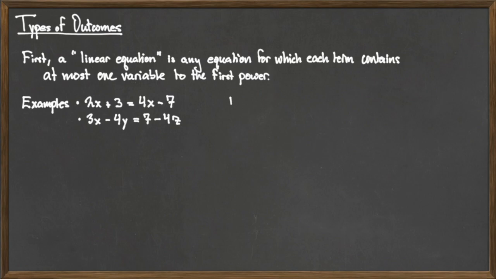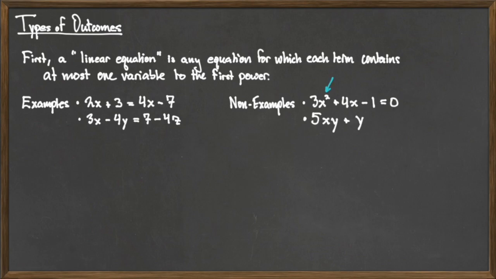But now for a couple of non-examples. Look at 3x squared plus 4x minus 1 equals 0. That has an x squared term which does not cancel away, so that first one is not linear. Next I have 5xy plus y equals 1. This one isn't linear because I have a 5 times an x times a y. I have a term with two variables being multiplied in the same place, and that is what disqualifies it from being linear.